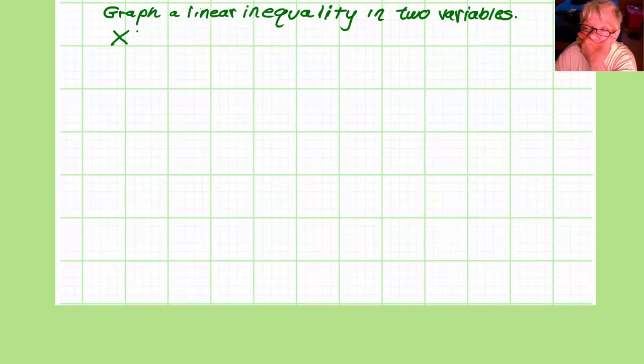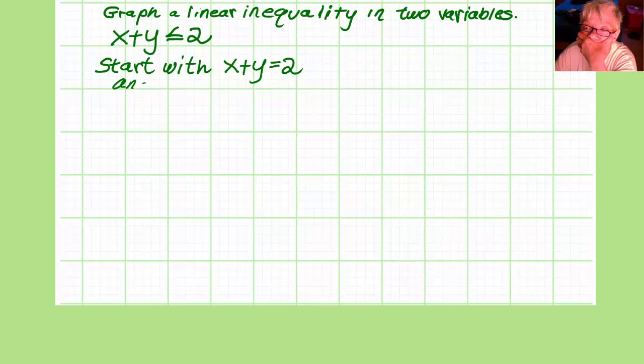Note that the inequality you're going to graph looks just like a straight line. X plus y is less than or equal to 2. We're going to start by replacing the inequality sign with an equal sign so that we can just graph the line, something you've known how to do for quite a while.